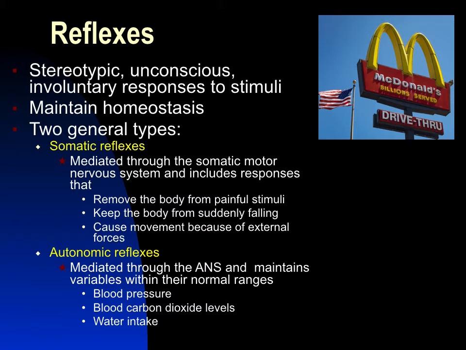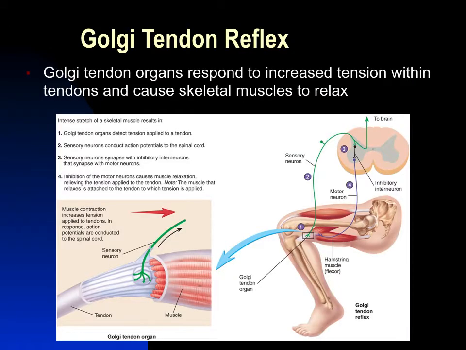And so there are somatic reflexes that remove the body from danger, prevent us from falling, and cause movements because of external forces. Then we also have autonomic reflexes. These are involuntary things controlling important variables like blood pressure, blood carbon dioxide, and water intake. So a good example of a reflex is the Golgi tendon or patellar reflex.